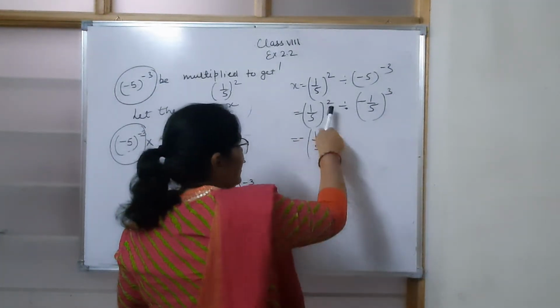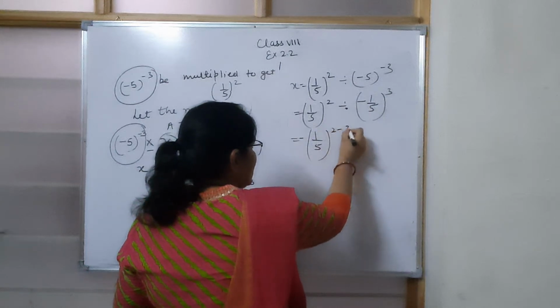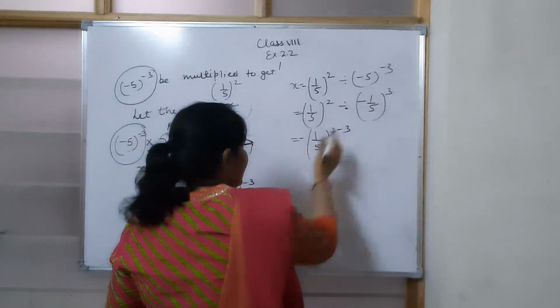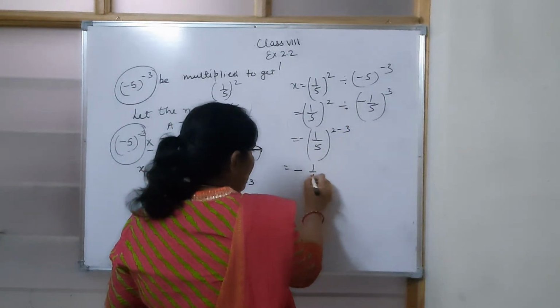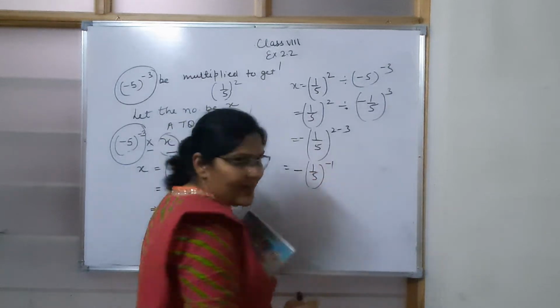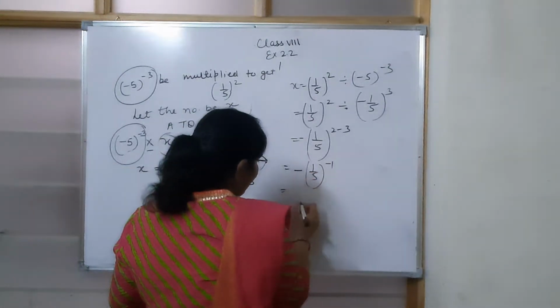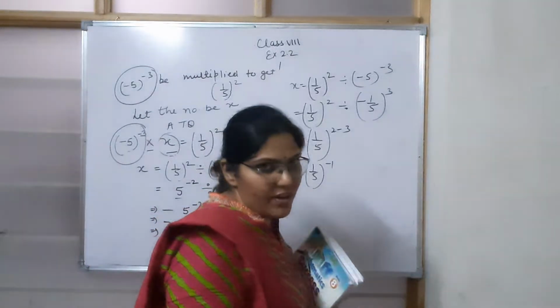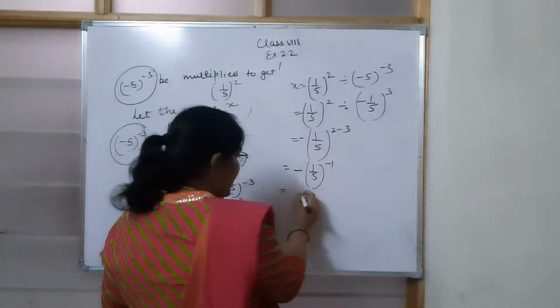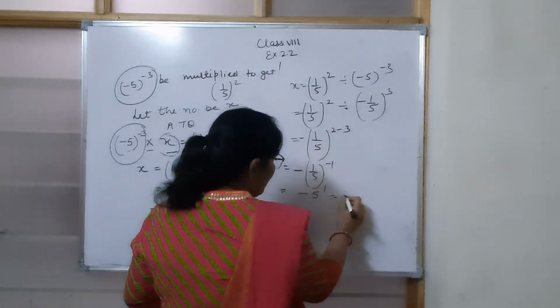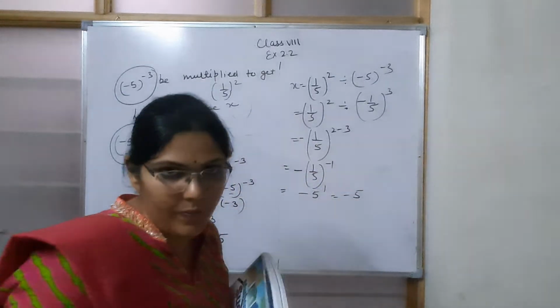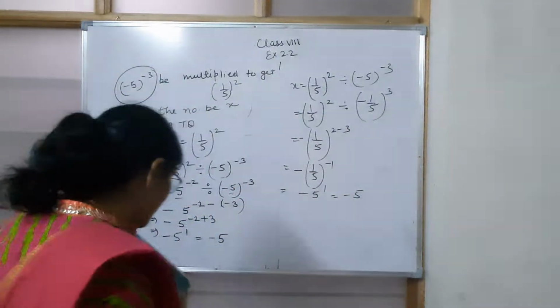1 upon 5, then 2 minus 3, first power minus second power. Now minus sign, 1 upon 5, 2 minus 3 will be minus 1. To make the power positive, we will take the reciprocal of the base. 1 upon 5 will be 5 upon 1, which is 5, and the minus sign is here. So minus 5 raised to the power 1, which is minus 5. Alright, now moving on to the next part.